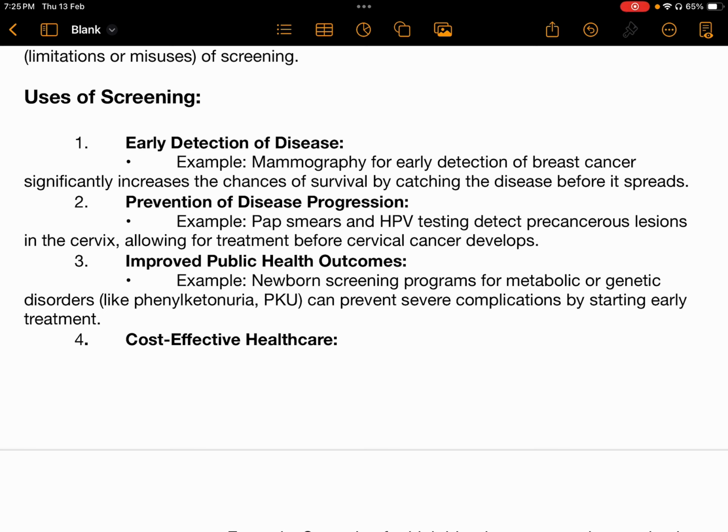Number 3 is improved public health outcomes. Population-wide screening programs can reduce the overall disease burden in a community by identifying high-risk individuals and treating them early, preventing widespread complications and deaths.